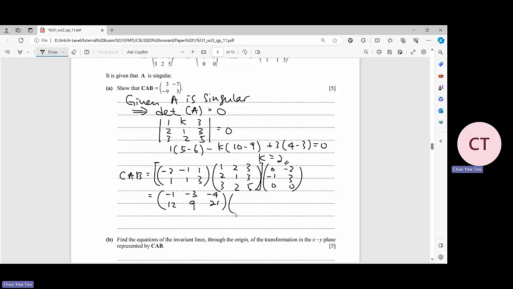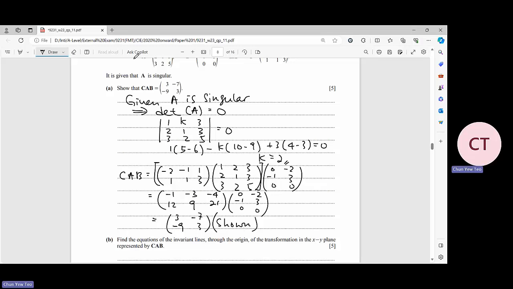This is what I get. Then multiply by the third matrix, matrix B. So at the end, you will get the answer 3, negative 9, negative 7, 3. So shown. Done for this part A.